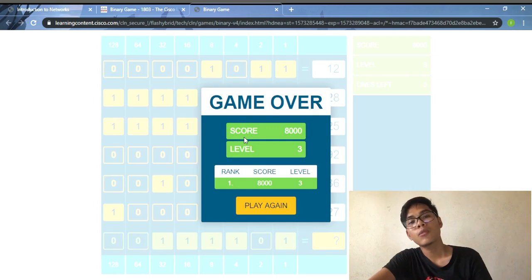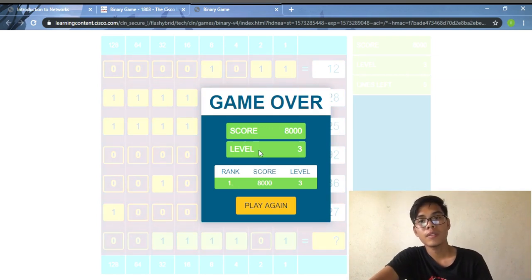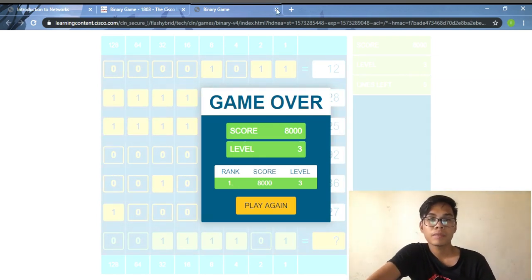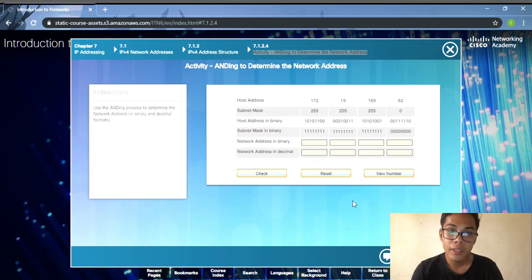So that is all for the binary game, and let's proceed to the next activity. So here's the next activity. It is in page 7.1.2.4. The title is ANDing and Determine the Network Address. So the instruction is use the ANDing process to determine the network address in binary and decimal formats.